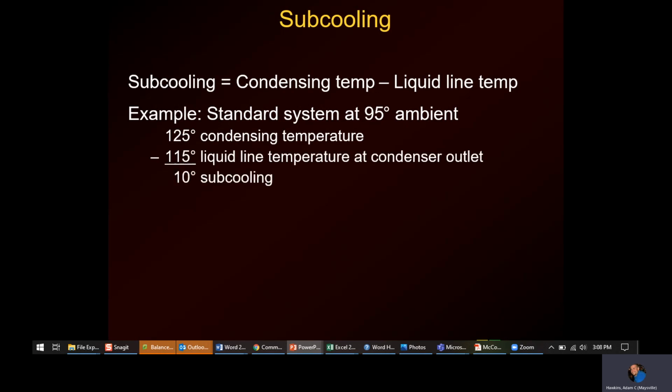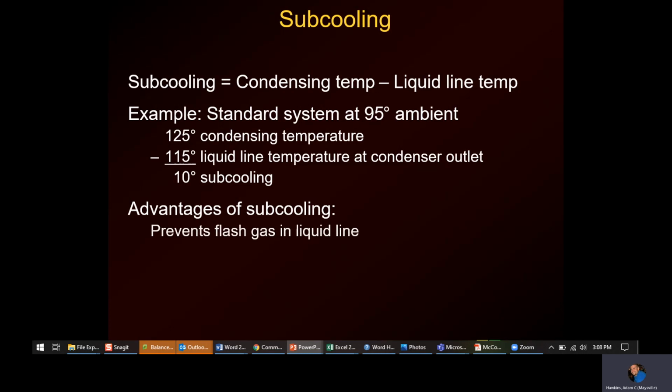Subcooling, hopefully you know how to calculate this. Strap a thermometer to your liquid line and measure your liquid line's saturation temp. Subtract the two. Your line should be colder because it's subcooled, and you're usually going to run about a 10-degree subcooling. It protects your metering device from getting flash gas, getting gas to it. It increases efficiency and performance as well.